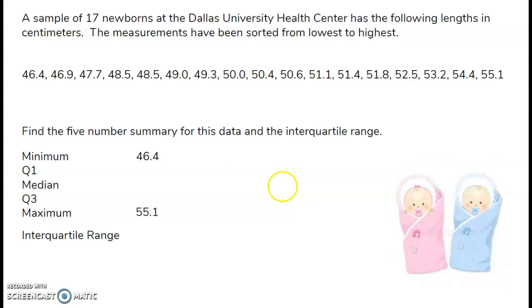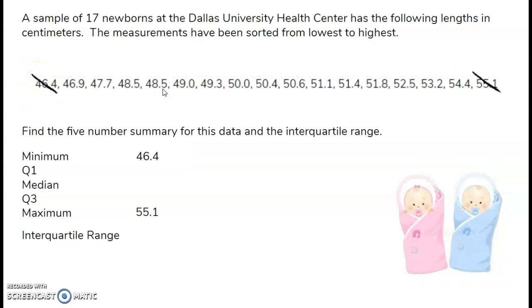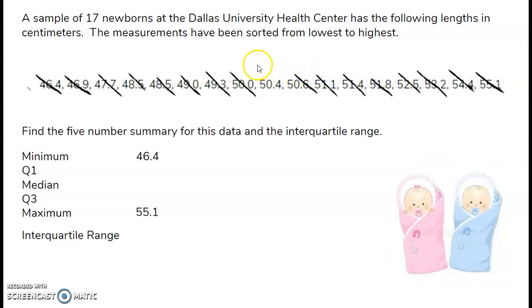And just like the other day, we're going to cross off the low one and then cross off the high one. And then we're going to continue to cross off a low one, cross off a high one, and repeat until you get down to 1 or 2 numbers left. If there's 2 numbers left, you have to find the mean or the average of those two. In our case, we only have 1 number left at this point, so our median is 50.4.